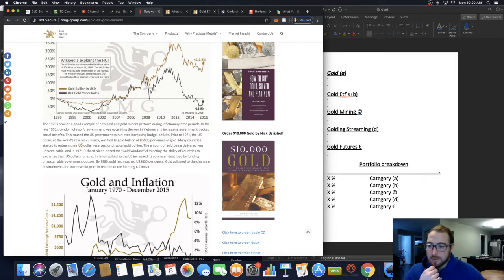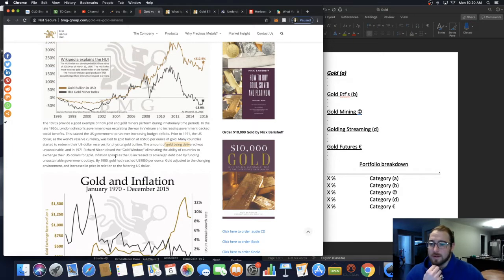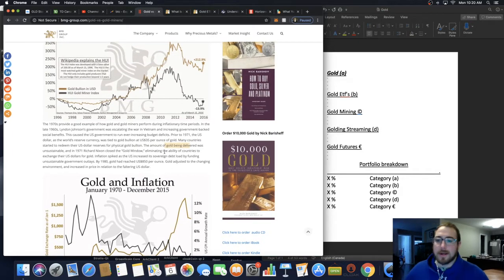As countries started to redeem their US dollars for physical gold, the amount of gold being delivered was unsustainable. And in 1971, they closed the gold window, eliminating the ability of countries to exchange their dollars for gold. So that is a possibility, hey? That's more of a far out possibility, but it is.